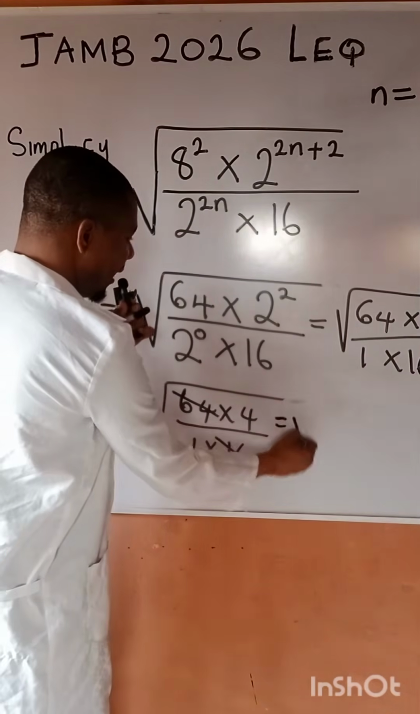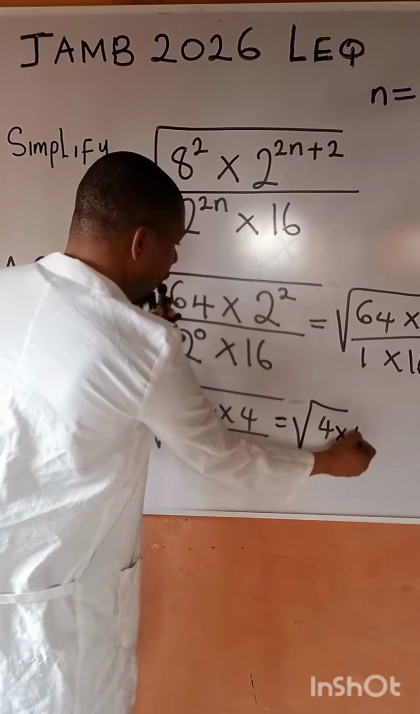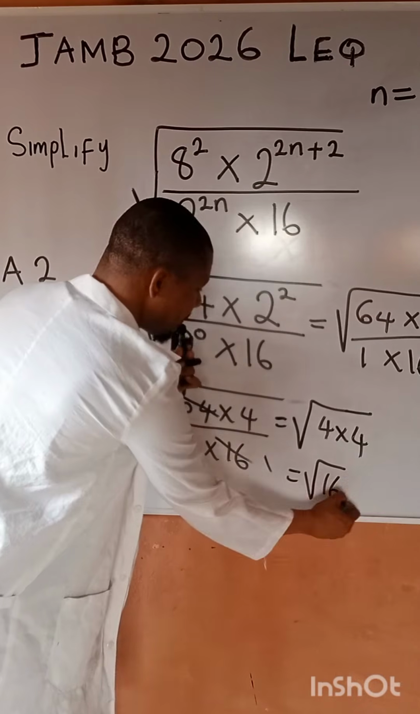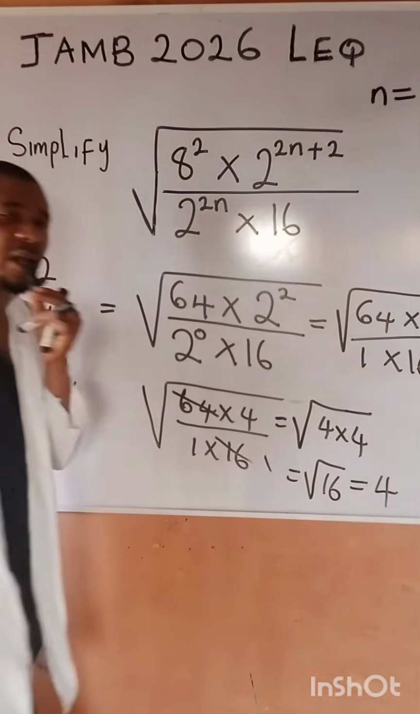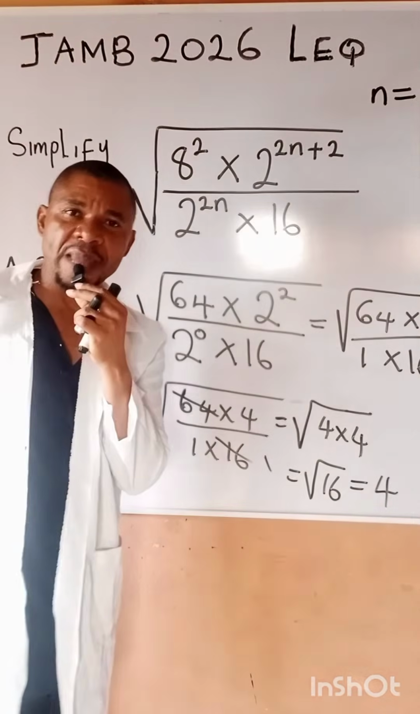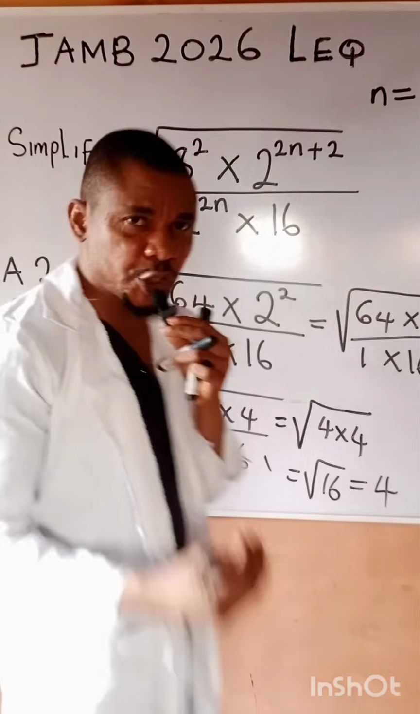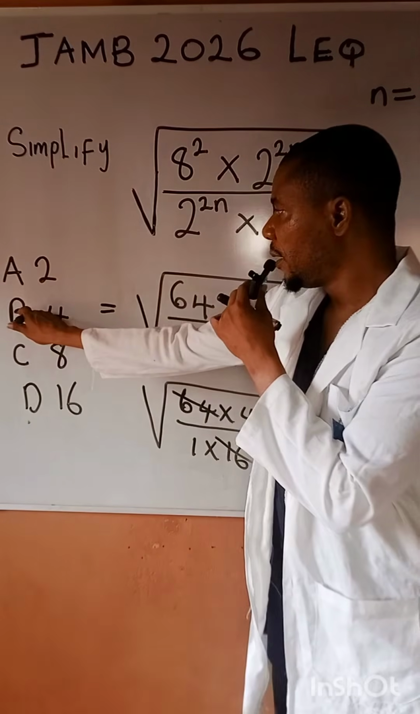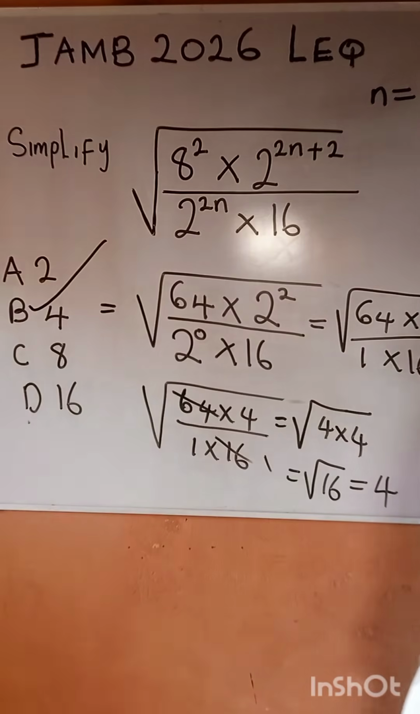So everything will now look like 4 times 4, and the square root of 4 times 4 is root 16, which is the same thing as 4. So that is the final answer. This is the shortcut method, and the final answer is equal to 4 because root 16 will give us 4. So option B is perfectly correct.